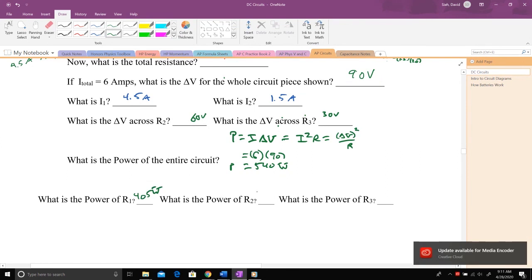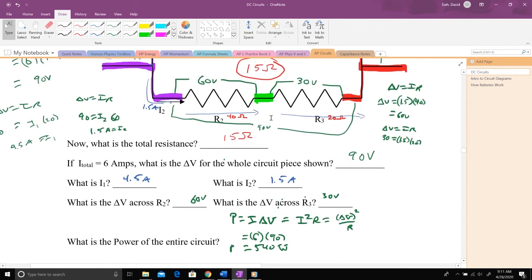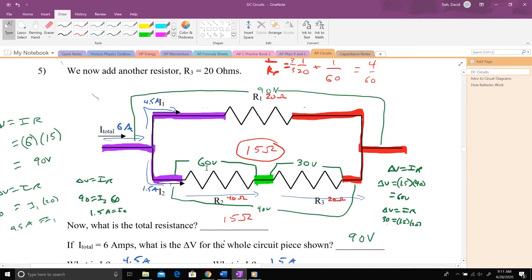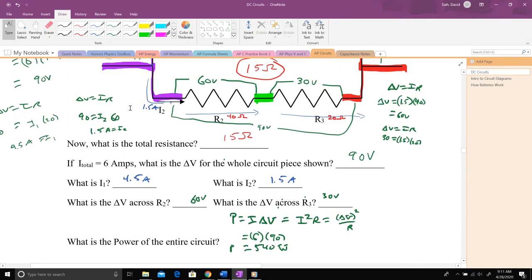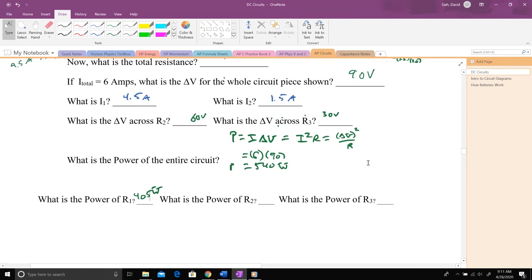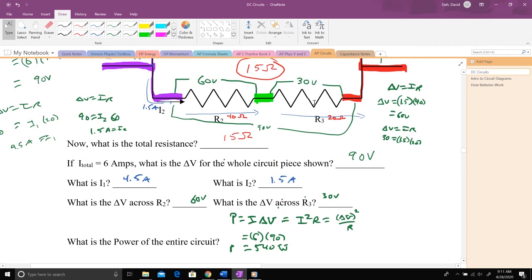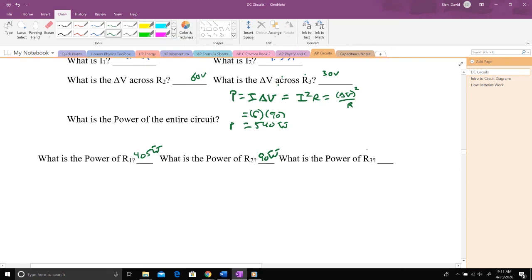And you say, what about R2 here? For R2, we had a current of 1.5 amps going through a delta V of 60 volts. Again using I times delta V, 1.5 amps times 60 volts is going to be 90 watts. And what about R3? For R3, we have a current of 1.5 amps going through a delta V of 30 volts. 1.5 times 30 would be 45 watts. And that's all the resistors in that area of the circuit.